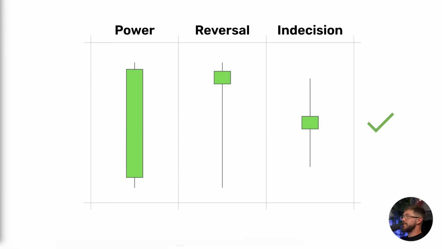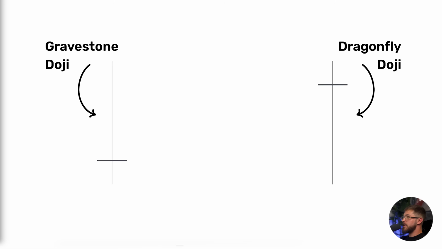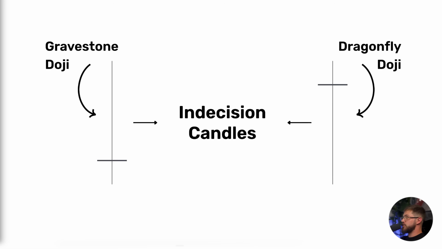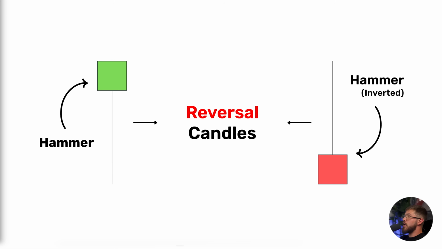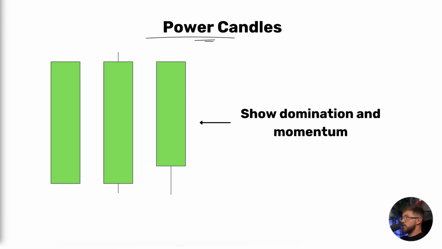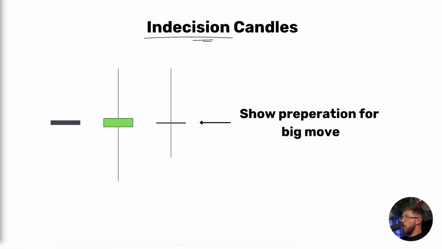Now, here is why this three-category approach is so powerful. Instead of trying to remember what a gravestone doji means versus a dragonfly doji, you just need to know that they're both indecision candles and they work the same way. Instead of trying to remember the difference between a hammer and an inverted hammer, you just need to know that they're both reversal candles showing rejection. All power candles show domination and momentum. All reversal candles show rejection and hidden forces at play. All indecision candles show preparation for big moves.